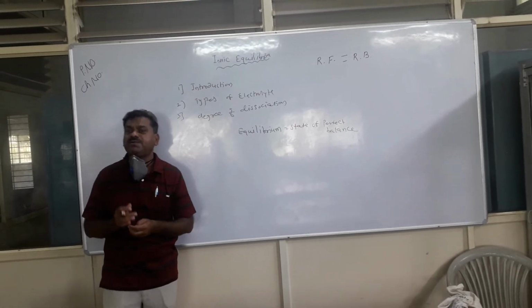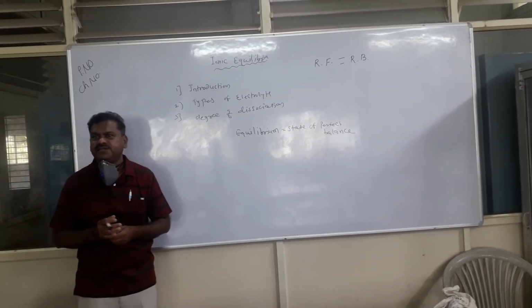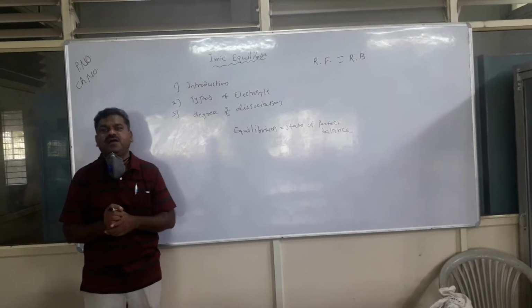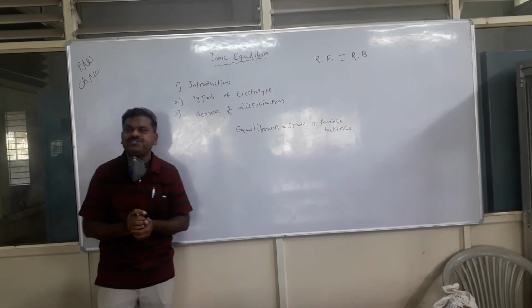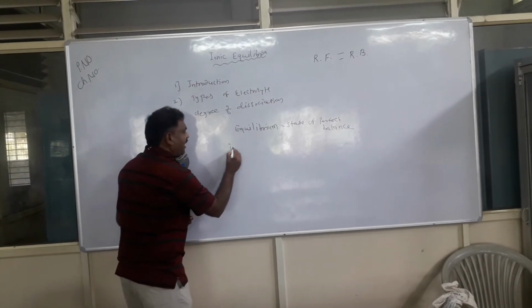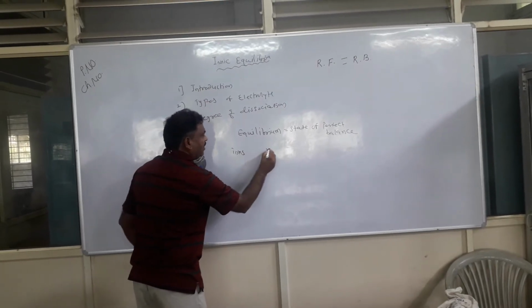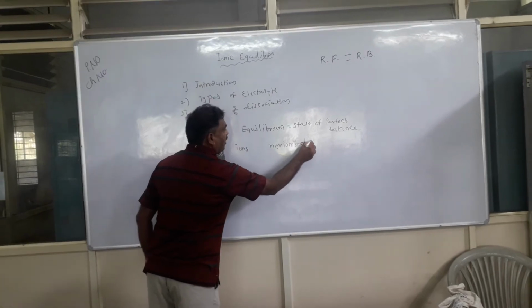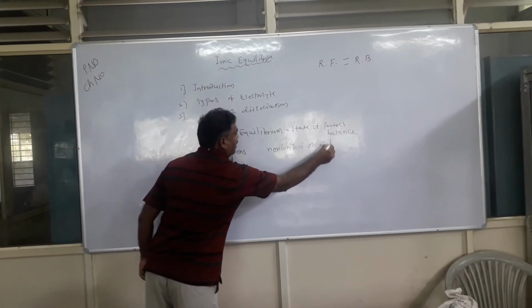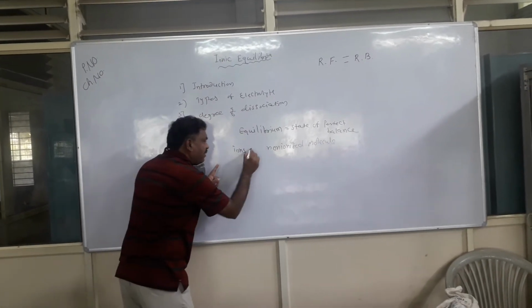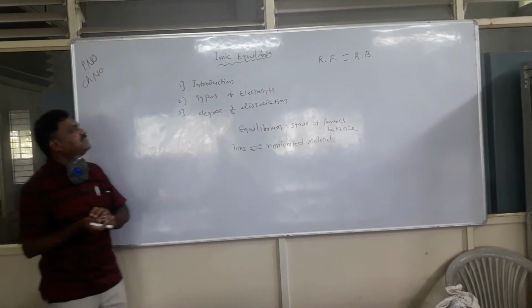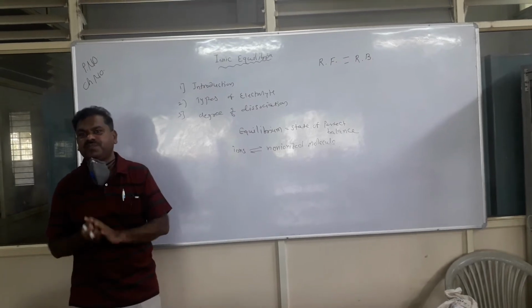Ionic equilibrium is what? The ionic equilibrium is nothing but the reaction or the species in which the ions and the non-ionized molecules are in equilibrium. The equilibrium between the two is known as the ionic equilibrium.